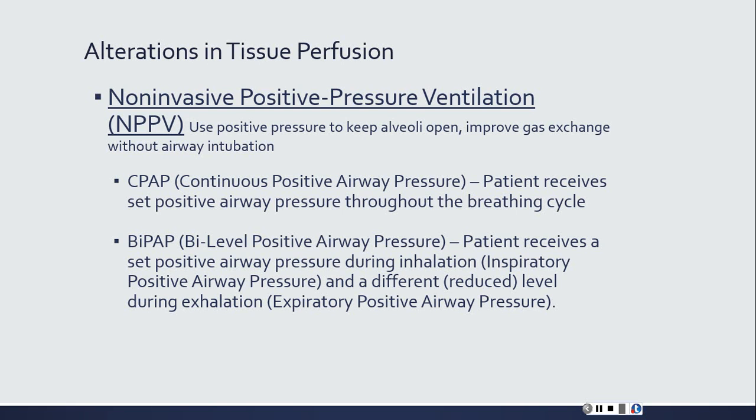CPAP is going to be a continuous positive airway pressure. The patient receives a set amount of positive airway pressure throughout the breathing cycle. So inspiration and expiration, they're still getting that pressure to keep the alveoli open. Now BiPAP is just a little bit different. It's bi-level positive airway pressure. The difference here is the pressures are different. The patient receives a set positive airway pressure during inhalation, and then a different level during exhalation. This is kind of a step up from the CPAP.